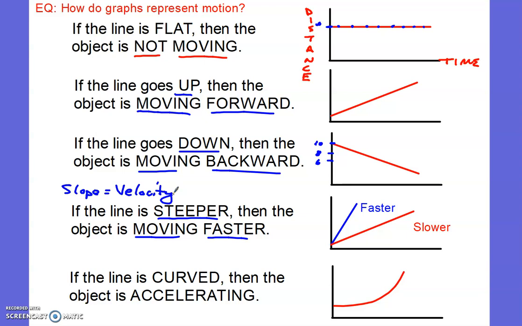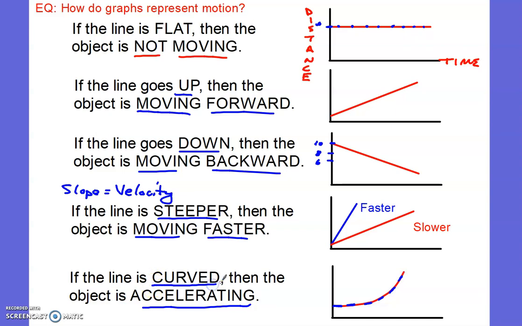The last thing that we can really show with a graph is if an object is accelerating. If an object is accelerating, that means that the slope is changing. So we start with a slope where it's flat, so the object is not moving to start. And then the line gets steeper and steeper and steeper. It is speeding up, and if it's speeding up, it is accelerating.